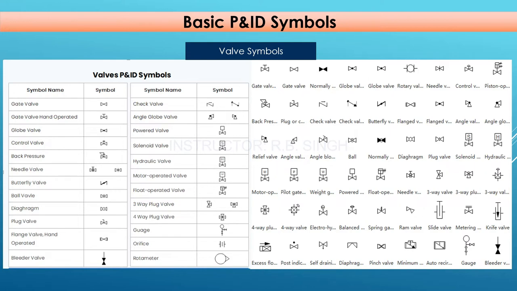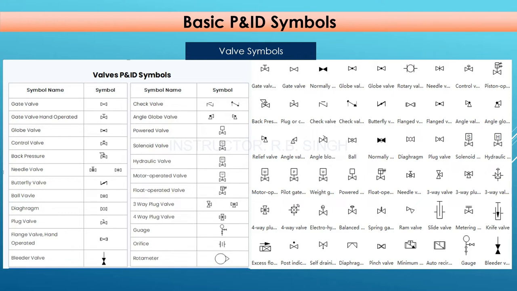There are some valve symbols. As an instrument engineer, valves are very important items for us. There are some symbols you will see in the P&ID, like some important valves: gate valves, gate valve hand operated, globe valves, needle valves, butterfly valves, ball valves, plug valves. So these are the valve symbols.